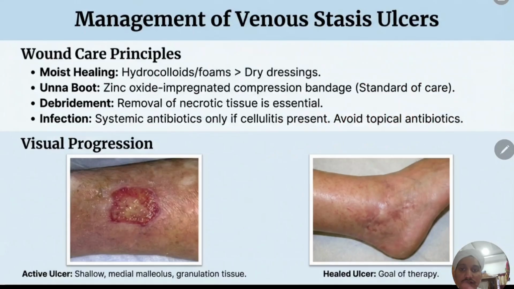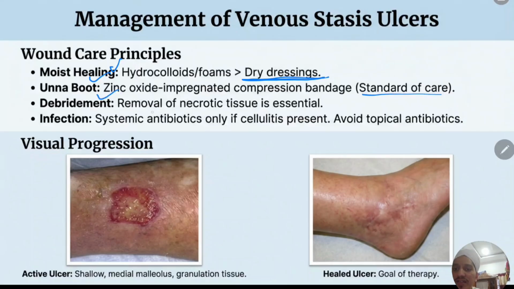Okay, moving forwards. Now how will you manage ulcers? Wound care principles: moist healing should be there, meaning the environment should be moist. So hydrocolloids or foams you should use more than dry dressings. Unna boot is nothing but a zinc oxide impregnated compression bandage. That is the Unna boot, the standard of care.